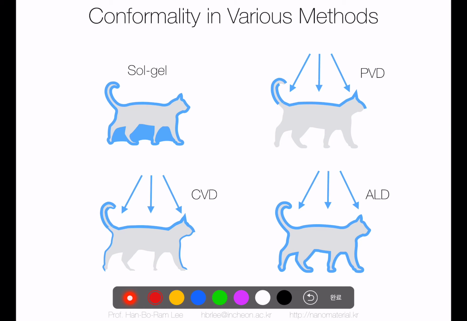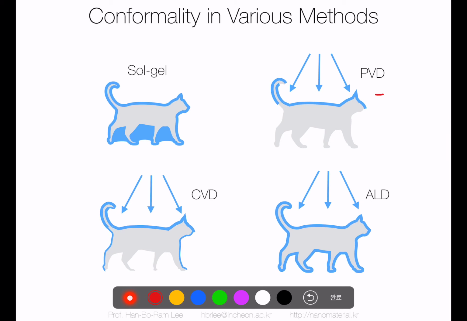I already mentioned ALD has really nice advantages, including conformality. Actually, very good conformality is one of the top advantages of ALD. So this is a very simple diagram to show the difference in conformality in the different techniques.